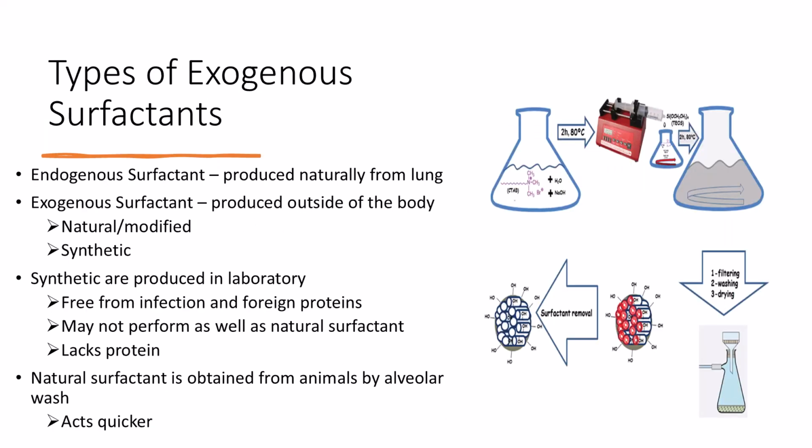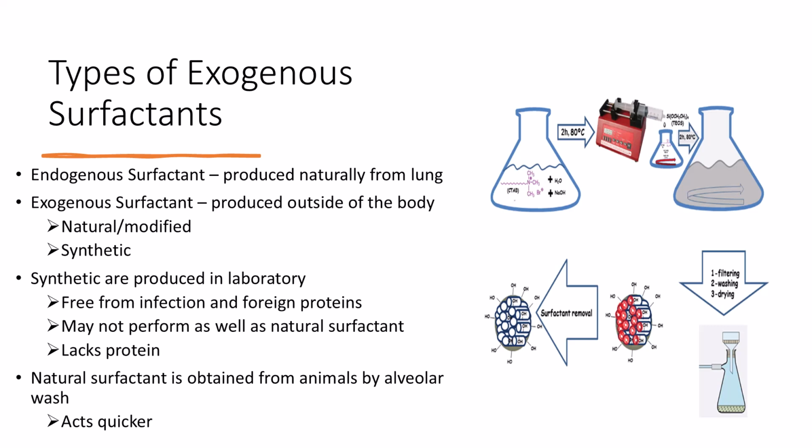The surfactant naturally produced in lung tissue is referred to as endogenous surfactant. In contrast, exogenous surfactants are produced outside the body and administered as a therapeutic treatment. Exogenous surfactants are categorized into two types: natural or modified, and synthetic. Synthetic surfactants are laboratory-created mixtures of synthetic components. While these synthetic formulations have the advantage of being free from infectious agents and foreign proteins, they may not perform as effectively as natural surfactants due to the substitution of organic chemicals for natural proteins.